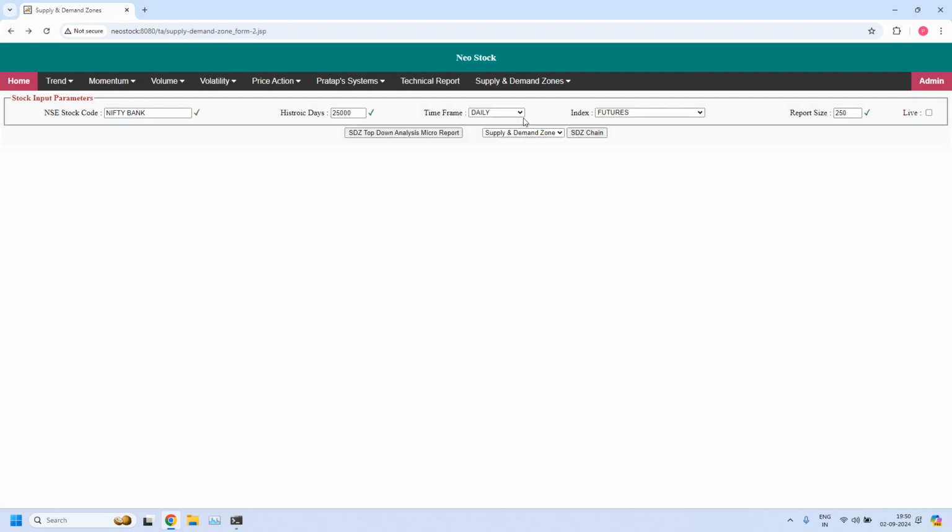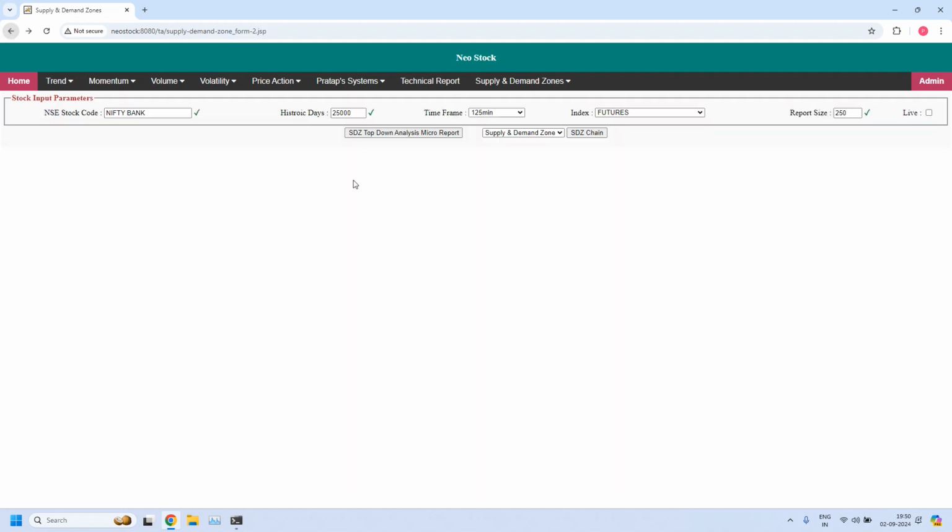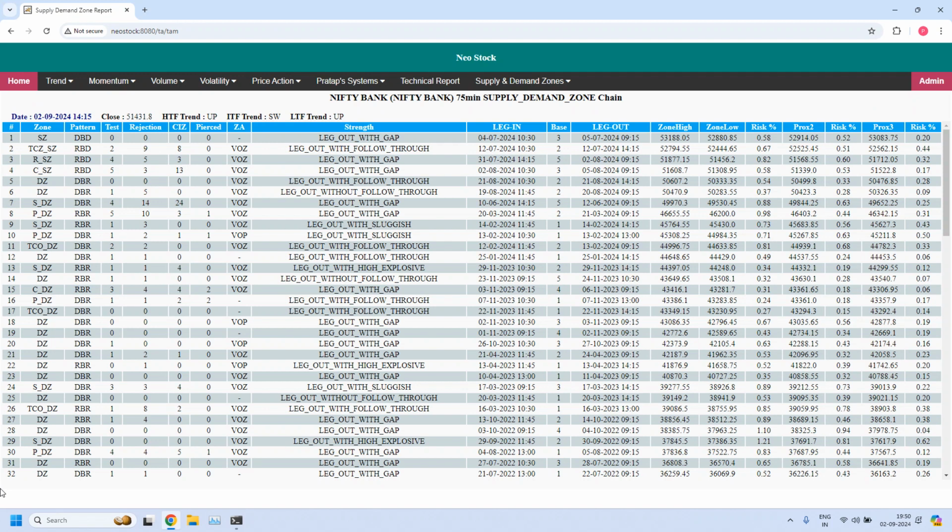The next time frame is 125 minutes. I'm generating 125 minute supply demand zone chain for Bank Nifty. The next time frame is 75 minutes. I'm generating 75 minute supply demand zone chain for Bank Nifty.